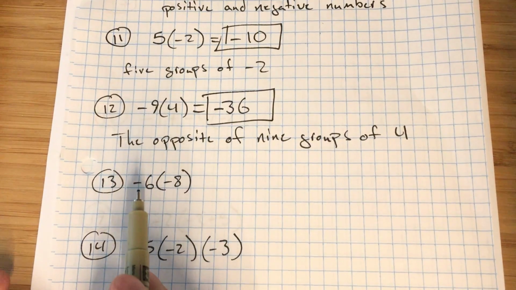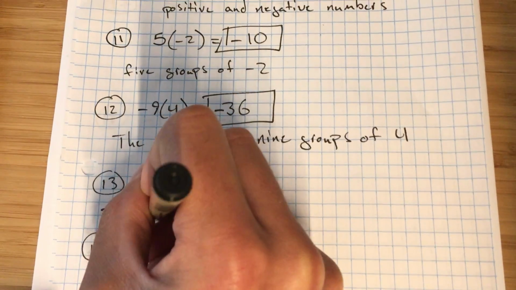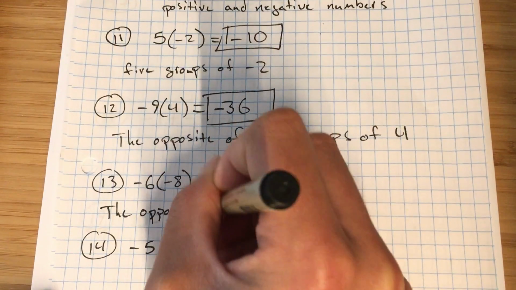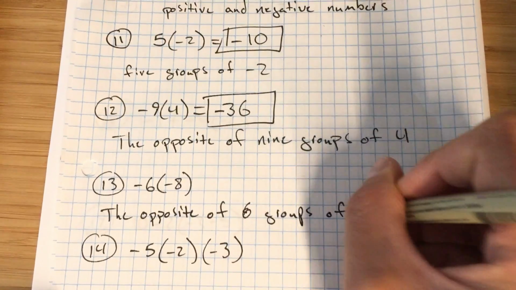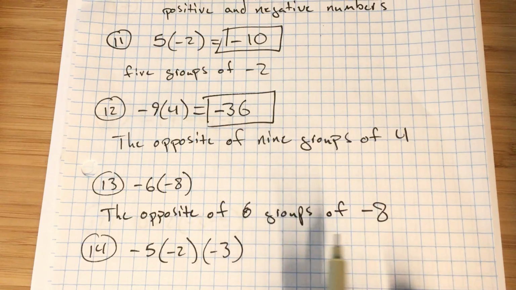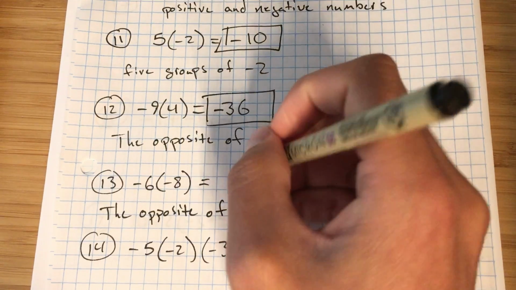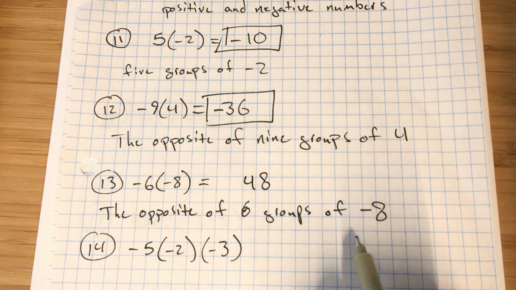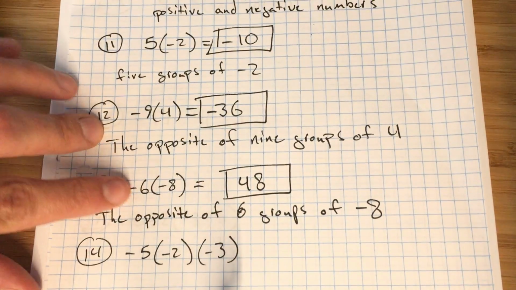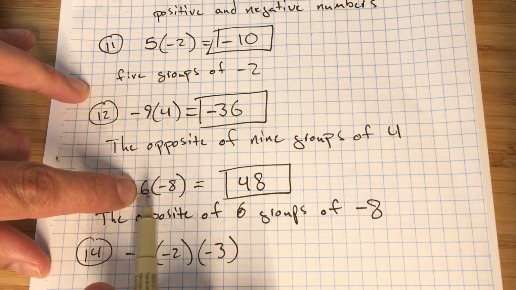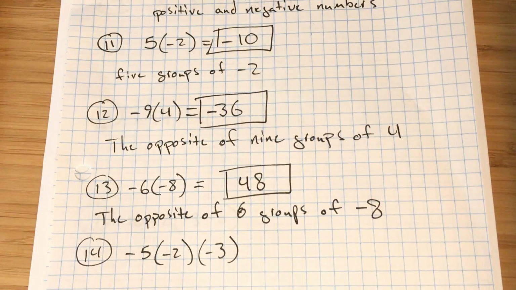The next one here, again, the first number is negative, so we're going to use that phrasing again, the opposite. We're going to say the opposite of, I should write as a number, 6 groups of negative 8. So 6 groups of negative 8, 6 times 8 is 48, but 6 groups of negative 8 would be negative 48. But I want the opposite of negative 48, so that's positive 48. Let me say that again. 6 groups of negative 8 would be negative 48, but we want the opposite of that, so it becomes positive again.